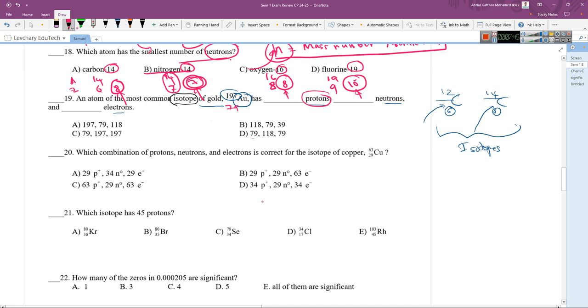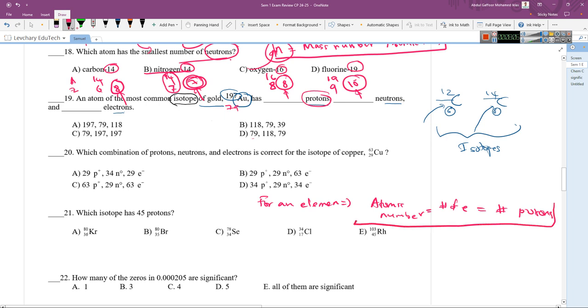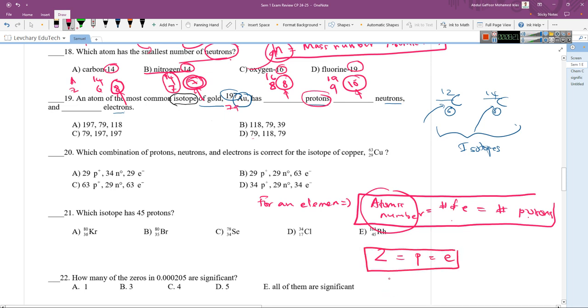So we already discussed, right? For an element, atomic number is equal to number of electrons, which is equal to number of protons. Did we discuss this equation? For an element, number of electrons will be equal to number of protons, which will be equal to the atomic number. So Z is equal to P is equal to E, right? I understood that. So now, since the atomic number is 79, the number of protons also should be 79.